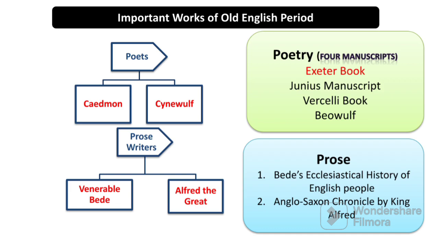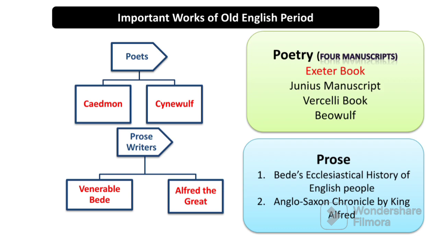Now coming to the third part, that is important works of the Old English period. I told you that there was prose and there was poetry. In poetry, we had two poets whose names we know. First is Caedmon and the other is Cynewulf. Caedmon is the first English writer. Remember that. Caedmon is the first English writer. And Cynewulf, we got to know about much later. During 1840, we got to know his name, because most of the things we do not know about the Anglo-Saxon age.